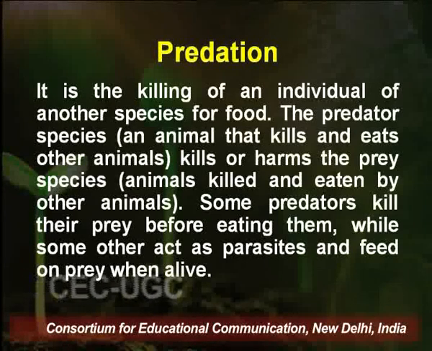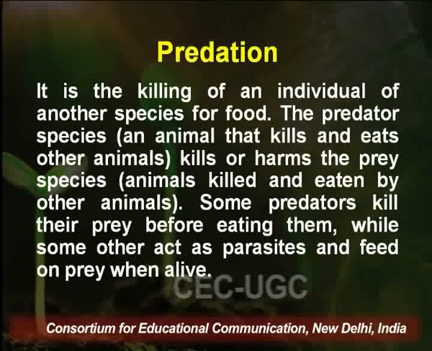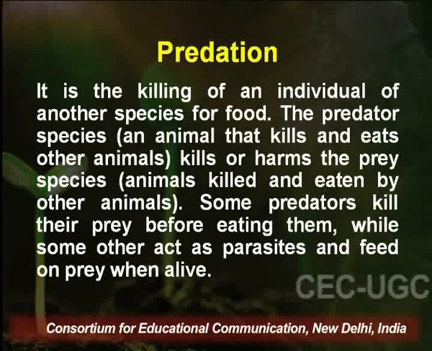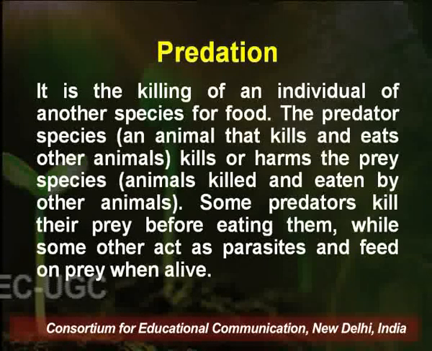So some predators kill their prey before eating them, while some others act as parasites and feed on prey when alive. So predation is a negative interaction in which one is benefited but the other partner is harmed. For example, feeding of herbivores on plants, that is, a grazing cow. Now predation affects the population size of predators and prey.